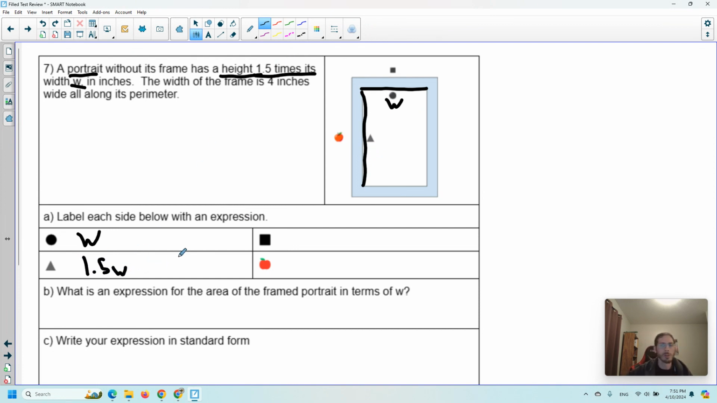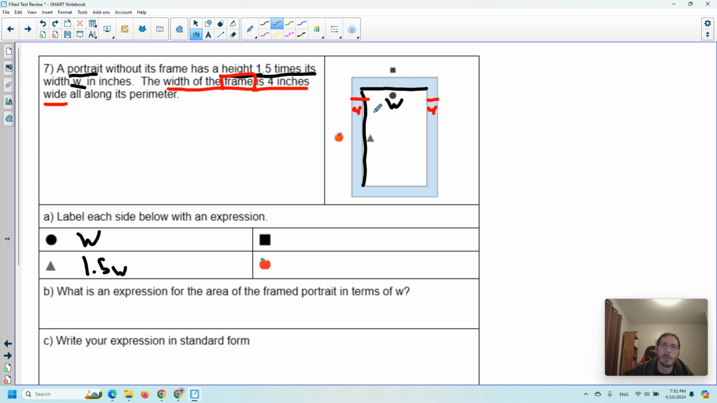So again, we're dealing with a little bit of generalization. We're going to deal with some abstractions. We don't have perfect numbers here. Then it says the width of the frame, so this is the frame itself, is 4 inches wide all along the perimeter. So that means that this length is going to be 4.